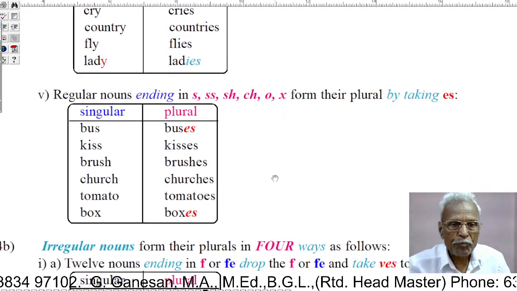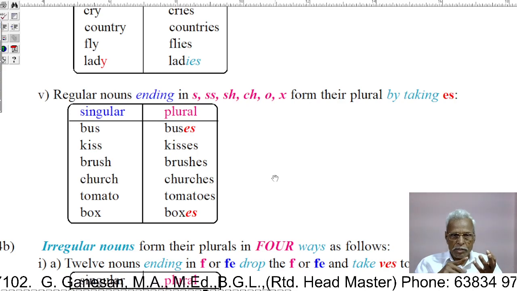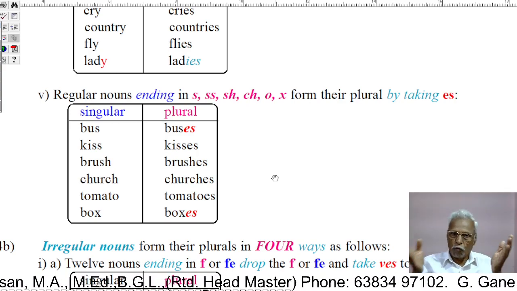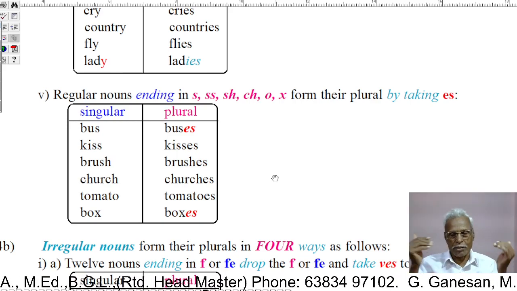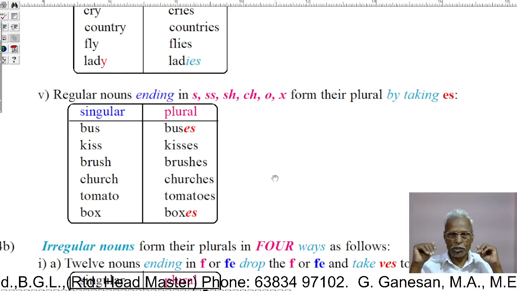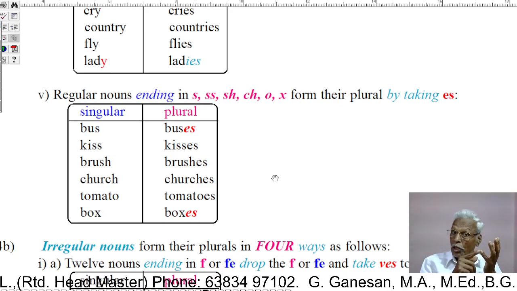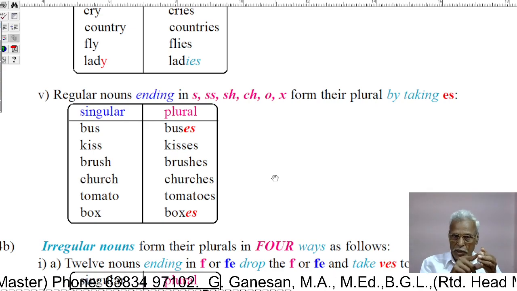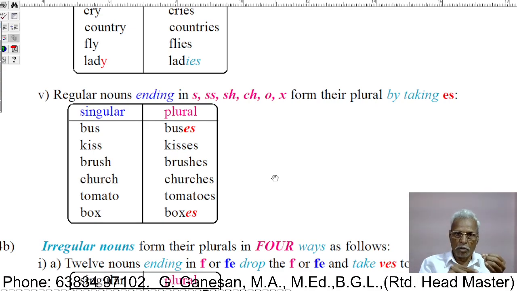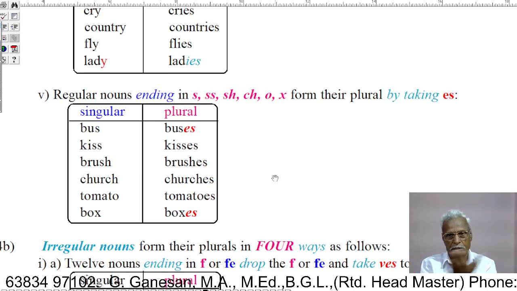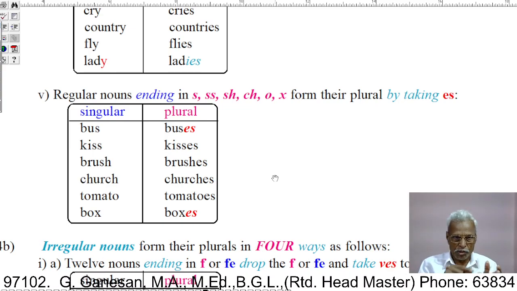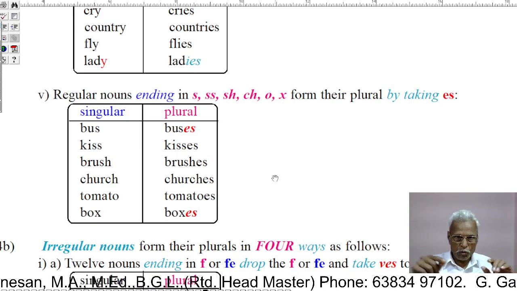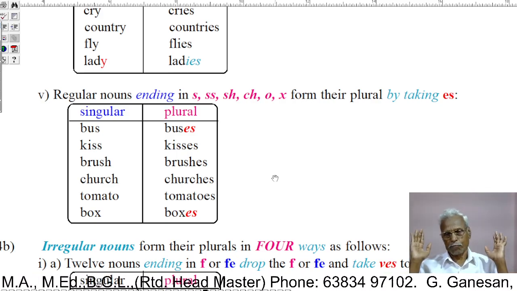Rule 5. Regular nouns ending in S, double S, SH, CH, X, O and Z form their plurals by taking ES. Regular nouns ending in S or double S or SH or CH or X, O or Z form their plurals by taking ES. Example: bus, buses; case, cases; press, presses; church, churches; tomato, tomatoes; box, boxes.